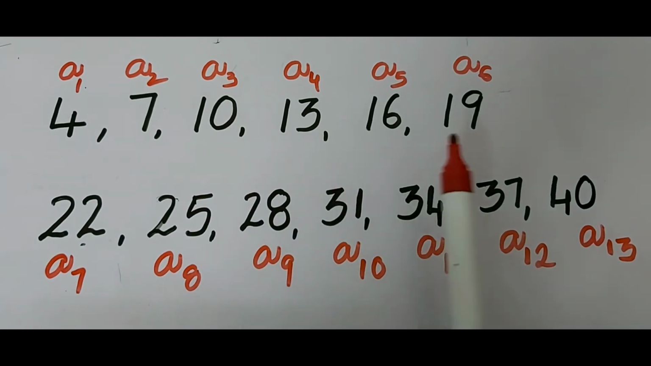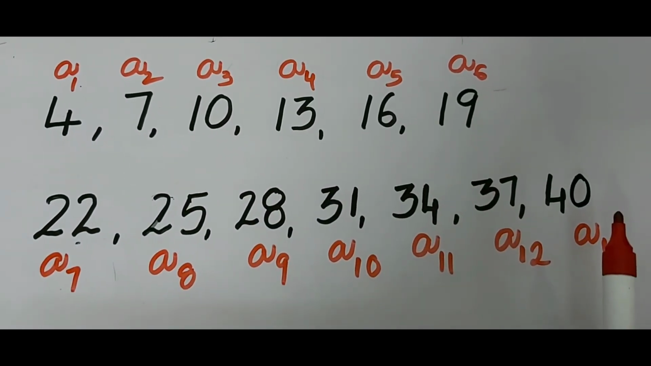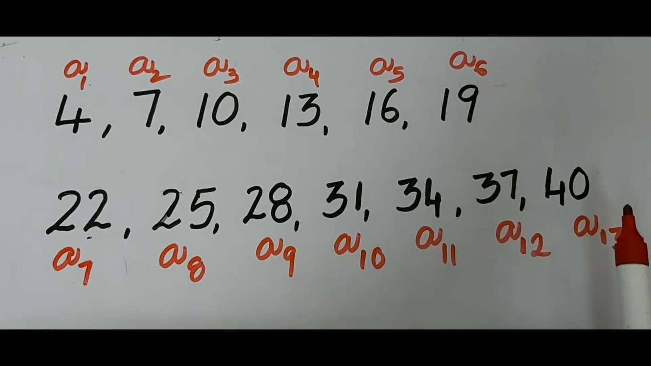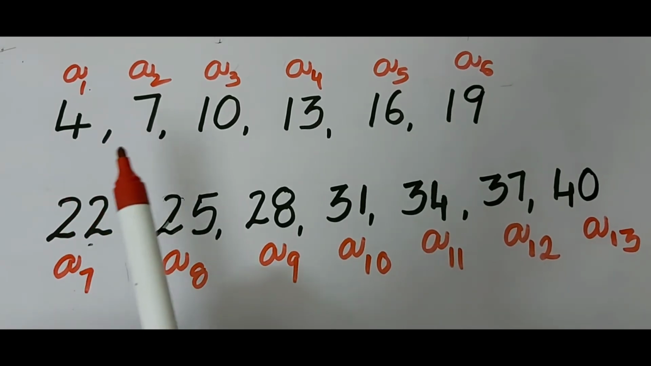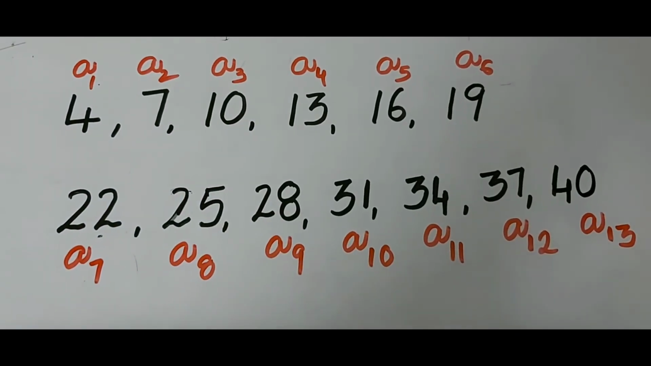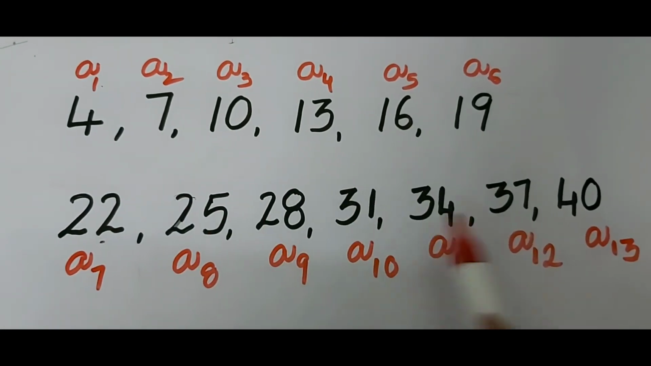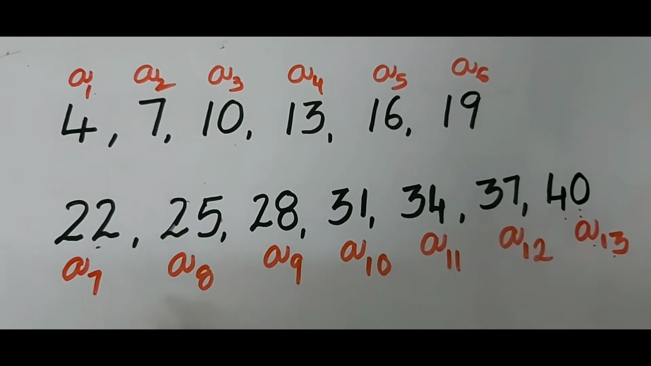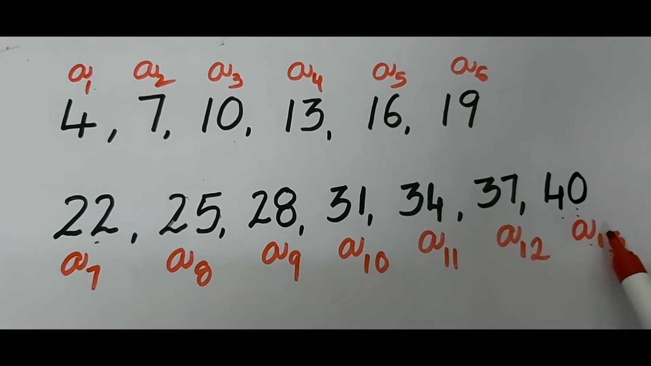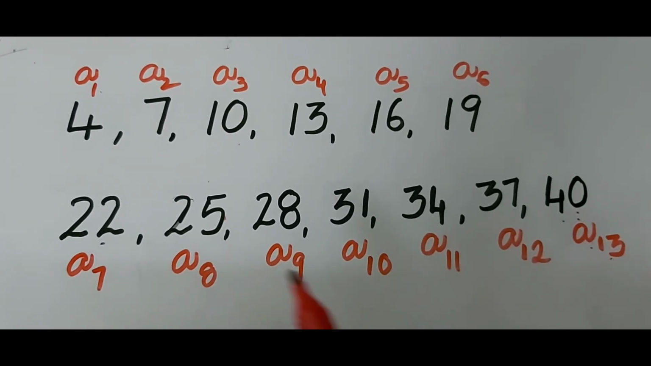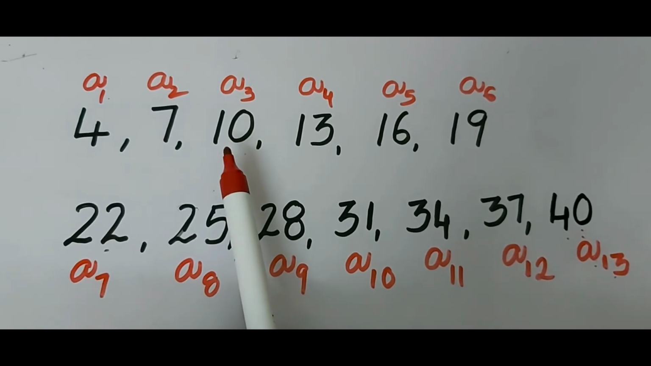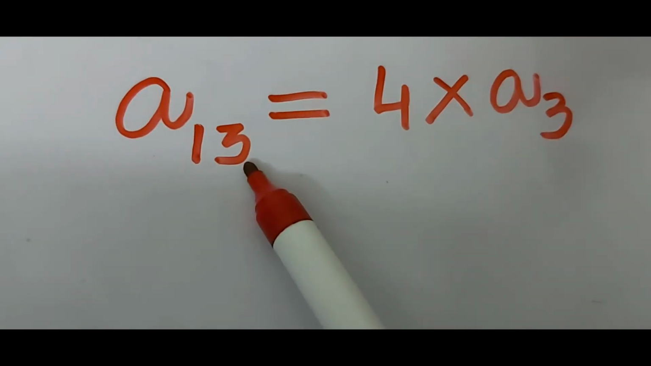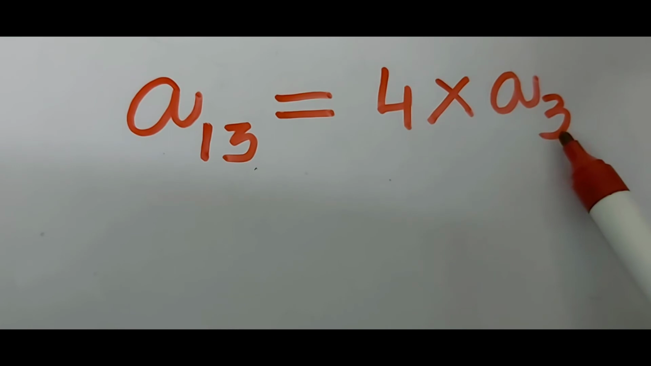The following sequence of numbers are in AP. I have taken a total of 13 terms. The first term of the AP is 4 and the common difference is 3. From these terms, I would like to develop two conditions. On careful observation of all the terms, we can notice that the 13th term is 4 times the third term. So my first condition would be: the 13th term is equal to 4 times the third term.